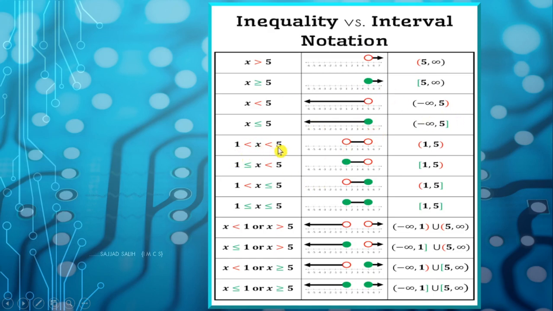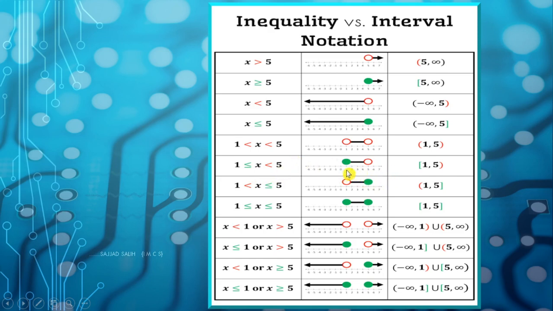And 1 less than x less than 5 means 1 is not included, 5 is not included, but 2, 3, 4 are included in this interval, and we define (1, 5). And here 1 less than or equal to x less than 5 means 1 is included and all points x are included in this interval, but 5 is not included in this interval.